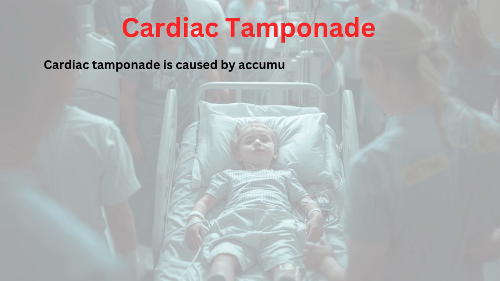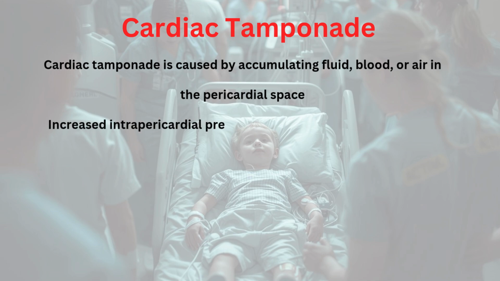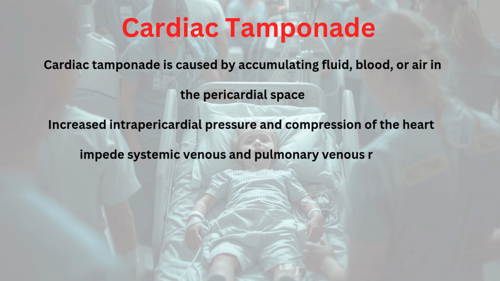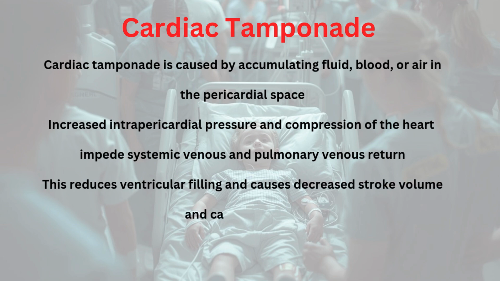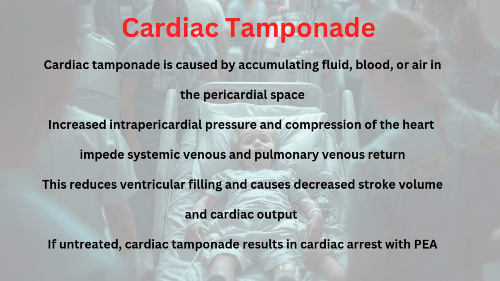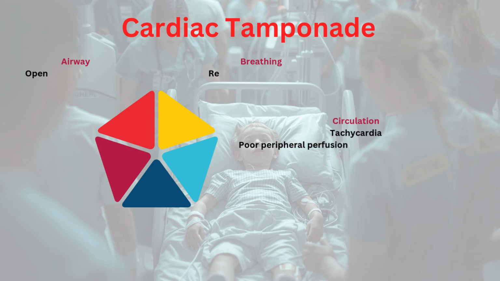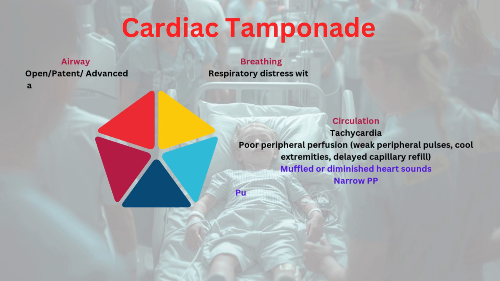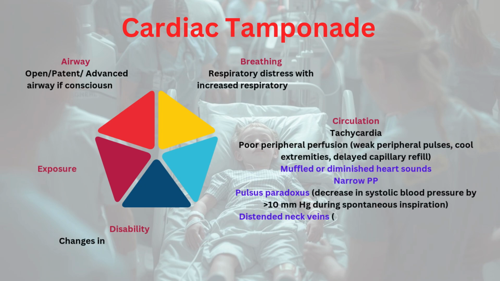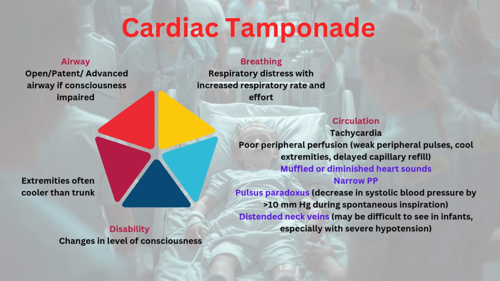In cardiac tamponade, fluid or blood accumulates in the pericardial space, impeding systemic venous return, which in turn results in low cardiac output. You will look for muffled heart sounds, distended neck veins, and pulsus paradoxus, a drop in systolic BP of more than 10 mm of mercury during inspiration.